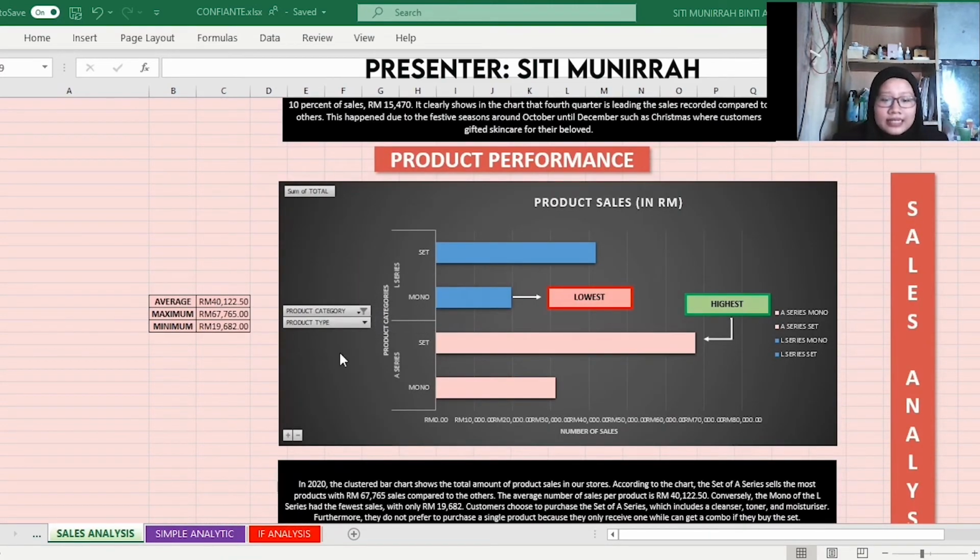In 2020, this custom bar chart showed the total amount of product sales in our store. According to the chart, the set of A series sells the most, with 67,765 ringgit. The average number of sales per product is 14,120 and 50 cents. Conversely, the mono L series had few sales, as you can see, with only 19,682. Customers choose to purchase set A of the A series, which includes a cleanser, toner, and moisturizer. They do not prefer to purchase a single product because they can receive more, so why should they buy one only, right?